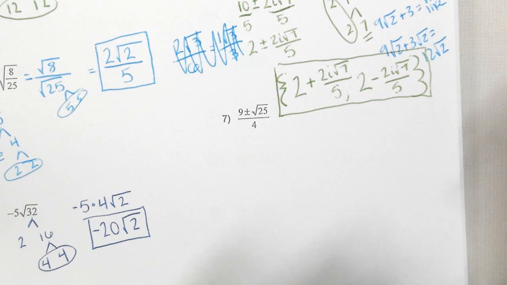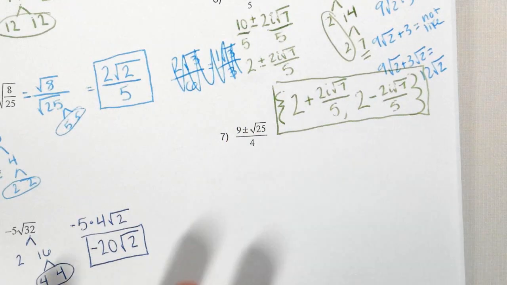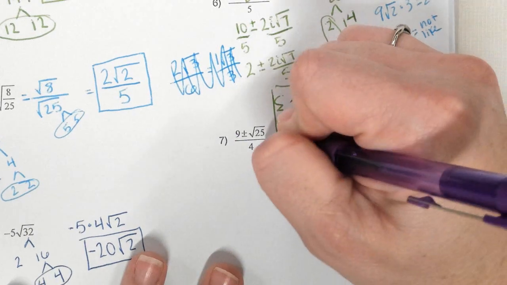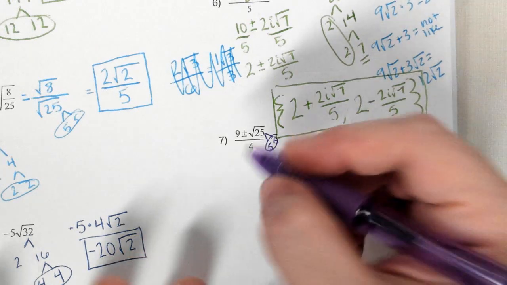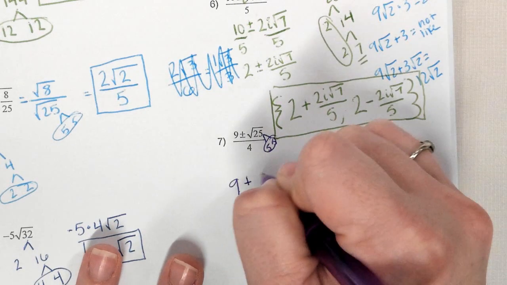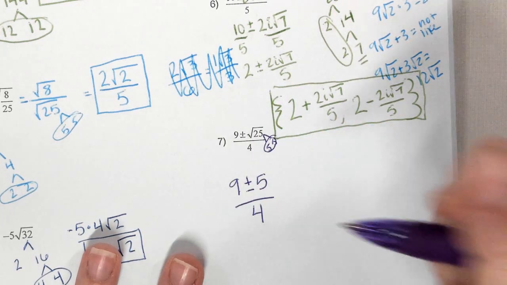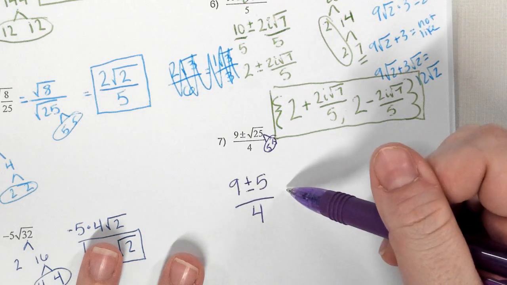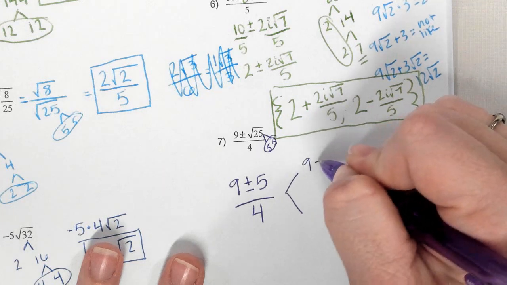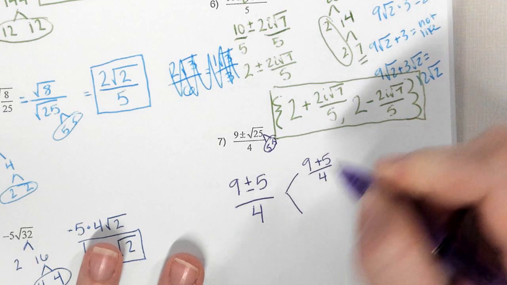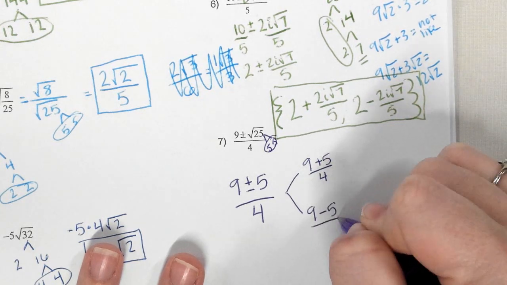a whole number. So what's the square root of 25? 5. Because 5 and 5, so it's pretty. There's no leftovers. So I have 9 plus or minus 5 over 4. However, I cannot add and subtract at the same time. So again, I'm going to separate. I have 9 plus 5 over 4 and 9 minus 5 over 4.